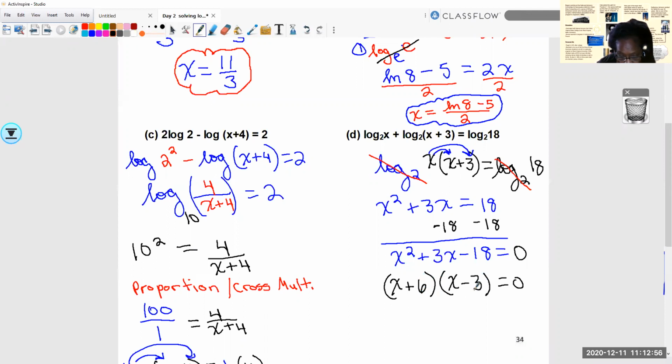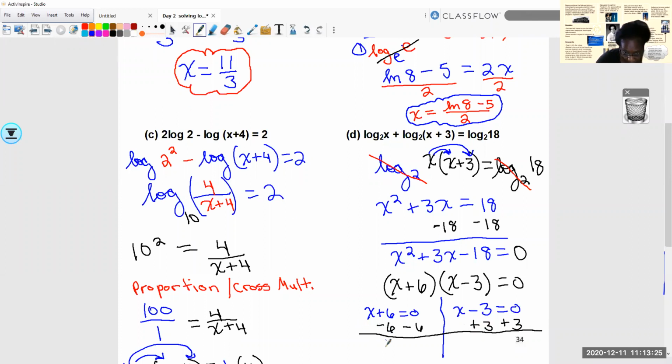6 minus 3, or plus negative 3, is positive 3x, so that's right. Set each factor to 0 and solve this. Uh-oh, we're going to have a negative number, so we're going to have to check that. So x equals negative 6 and x equals 3.